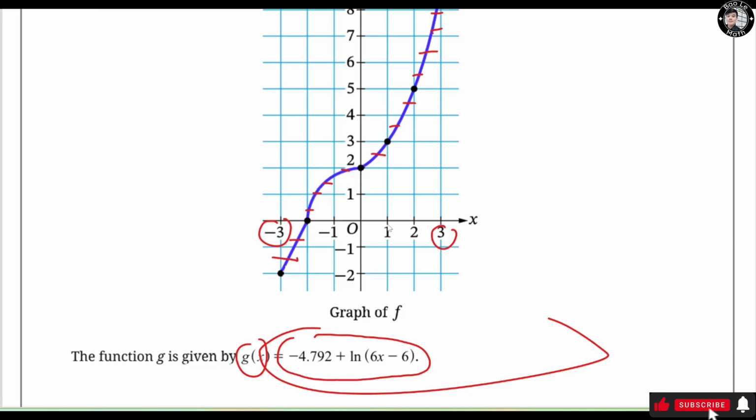Now we look at this one right here, f of 1 equals 3, right? And f of 2 right here equals 5. So different x values produce different y values. Hence, the function f passes the horizontal line test and is invertible. So now we're going to make the conclusion: the function f is invertible because it is strictly increasing and passes the horizontal line test.